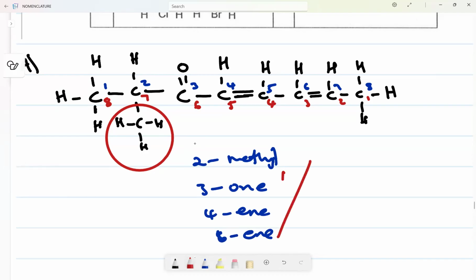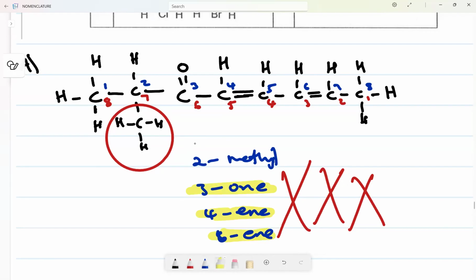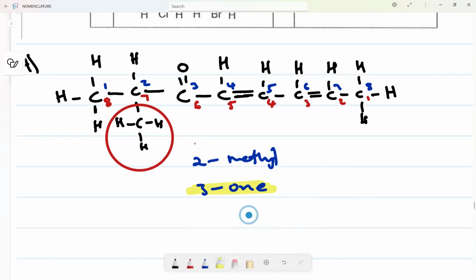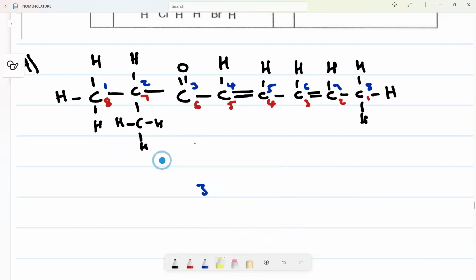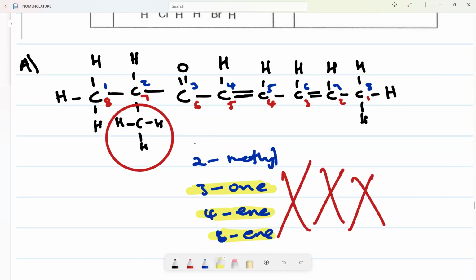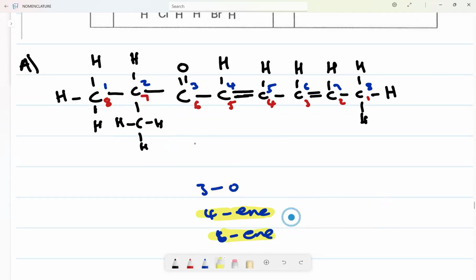Already there is no name for this one. Why? There are more than 2 functional groups in one molecule. So there's no way we're going to be able to name this. So yeah, we're just going to draw the structure as it is only. Okay, yes. Cool. Now let's move to number B.